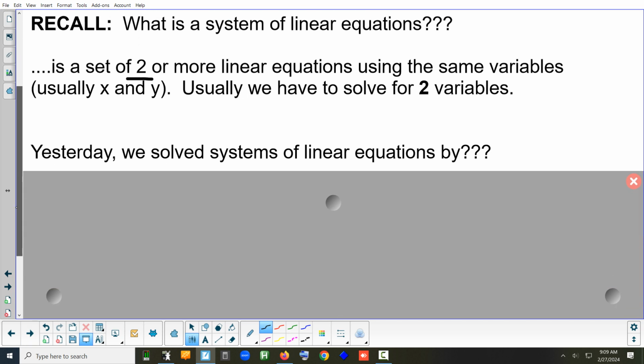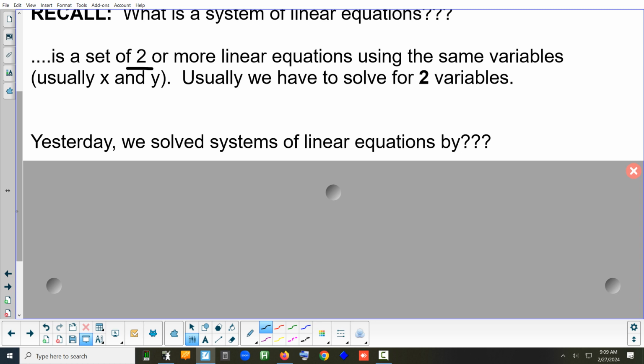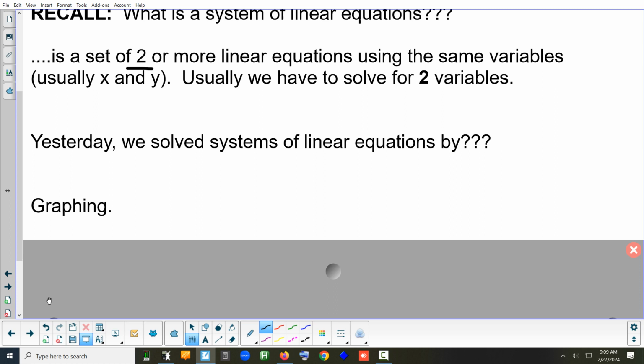All right, so yesterday, what was the method that we used to solve systems? Not when they gave you an answer and you had to plug it in, but when you had to figure out what the answer was. What's the method we used? Substitution. We're going to do substitution today. So that's a method I haven't taught you yet. But what's the method we did yesterday? By graphing, yes. So yesterday we solved systems by graphing.